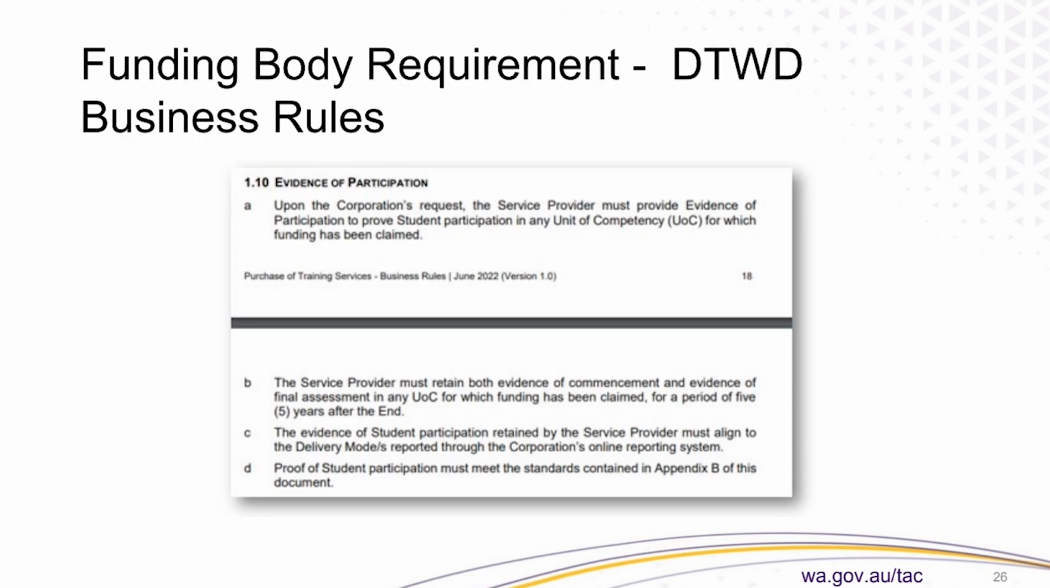Here's an example that comes from a funding body, DTWD, that's our West Australian funding body. And in this case, it talks about retaining evidence of commencement and evidence of the final assessment in any unit of competency for which funding has been claimed for a period of 5 years after the end. So again, very specific requirements about what records you're going to be keeping.